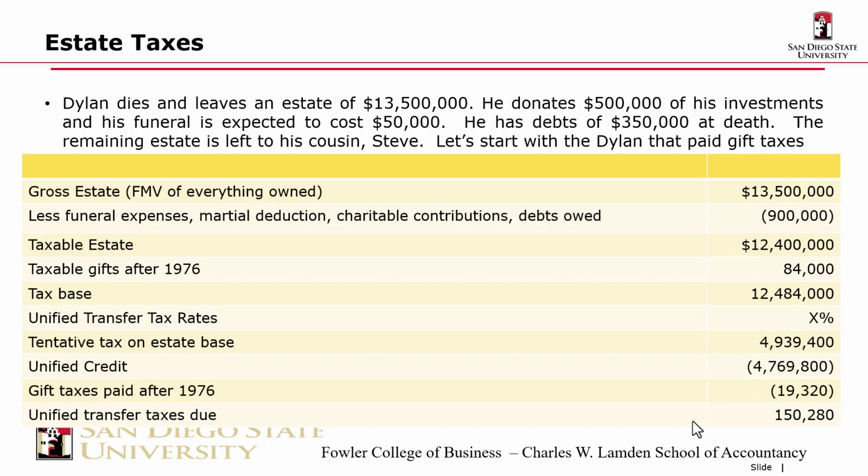Now we have to adjust our unified credit, because remember, our unified credit was 4,769,800, but we don't get all of that because we used a part. And you would think intuitively that you just reduce it by the 19,320 we used, but no, you don't. Instead, you take the taxable gift and multiply it by 40%, because that's the rate that's going to apply this year to all the gifts. So that means we reduce that unified credit by 84,000 times 40%, and we end up with a unified credit of 4,736,200, which means the unified transfer taxes due are 169,600.